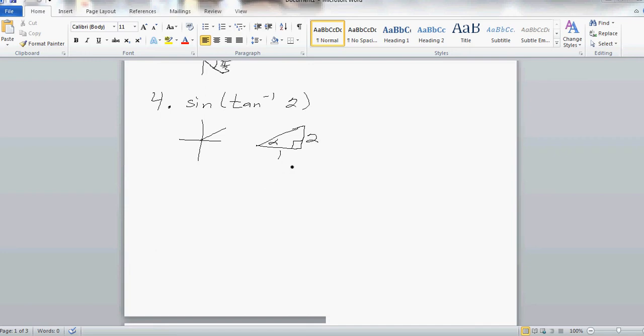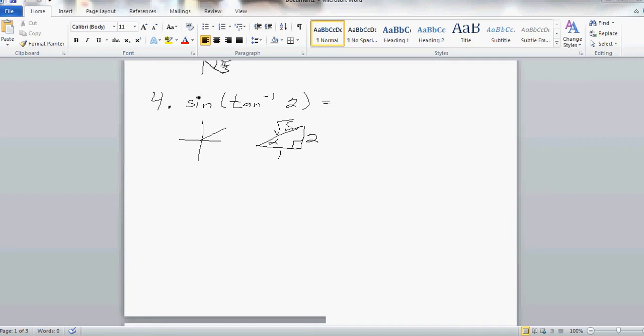Or 2 over 1 is another way to write it. And it doesn't take too much to realize that this would be the square root of 5, using the Pythagorean theorem. So, I've got my triangle. I know this is my angle. I know it's in the first quadrant. So everything in the first quadrant is positive. So I've dealt with that sign issue.